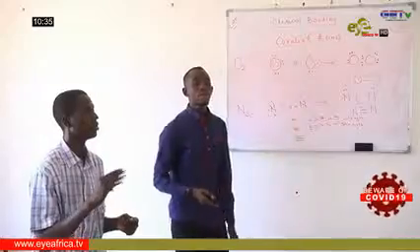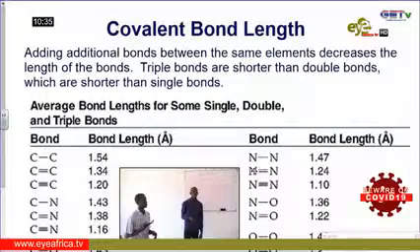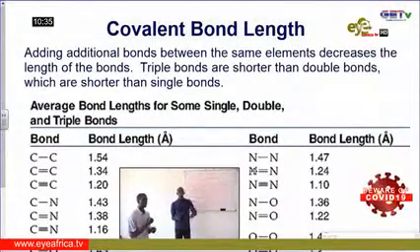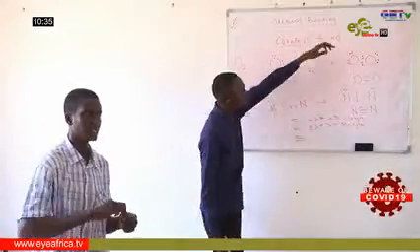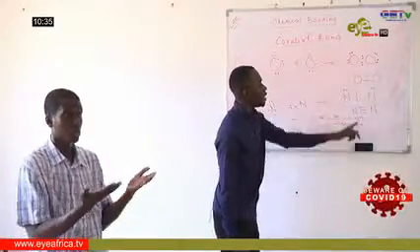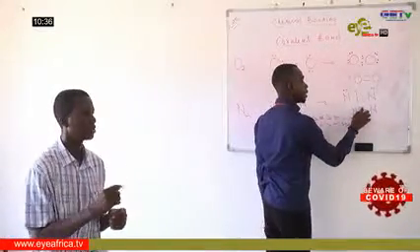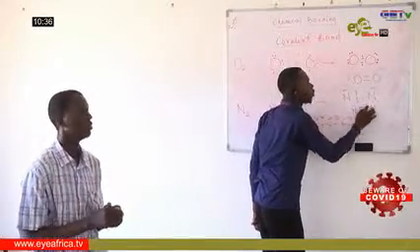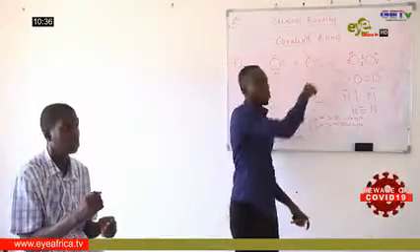Now we have a summary on this table where we have the bond length of different kinds of molecules, depending on the number of bonds contained in these molecules. Now we have covalent bond energy. Comparing oxygen gas and nitrogen gas, if you want to break these bonds, because we have triple bonds in nitrogen gas, we need more energy in breaking the nitrogen molecule than in breaking the oxygen molecule, because we have more bonds in the nitrogen molecule than in the oxygen molecule.